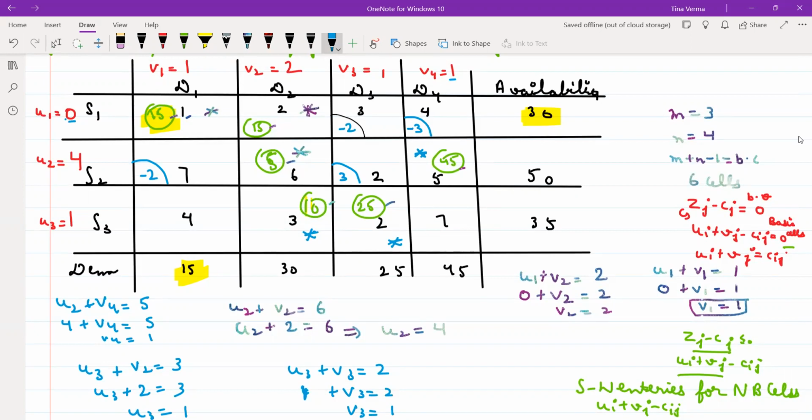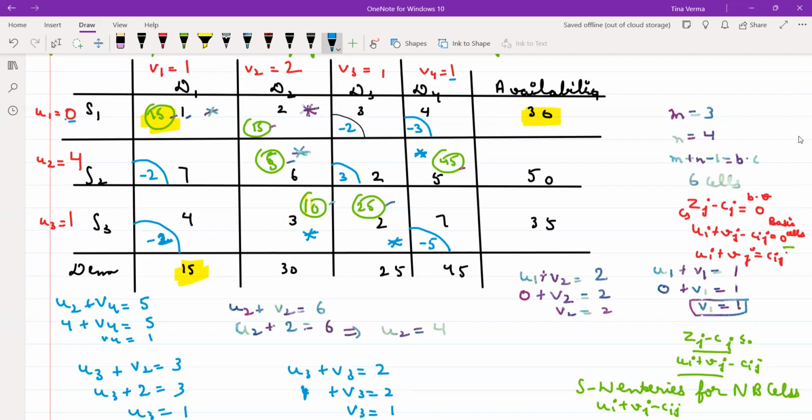You will not calculate it for this one. This is your non-basic cell because there is no assignment. 1 plus 1, 2, 2 minus 4, that is your minus 2. And this is also a non-basic cell because there is no entry. 1 plus 1, 2 minus 7, that is your minus 5.